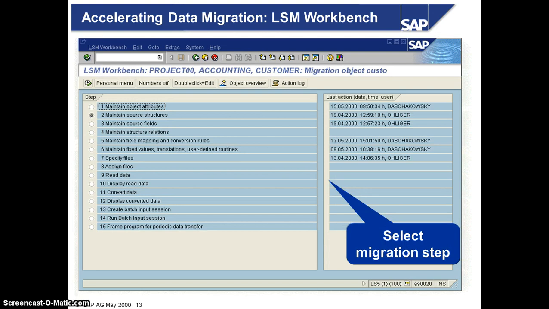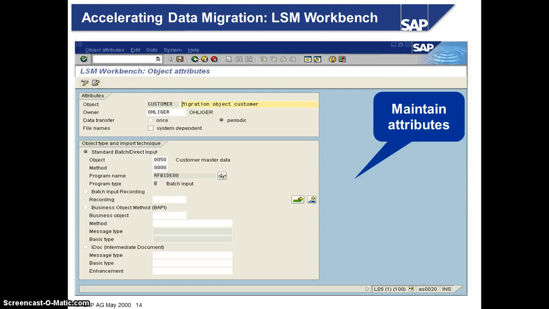And in this we have 14 steps that we need to follow one after the other. These 14 steps together form the entire process, and they should preferably be remembered by you. Maintain object attributes, source structure, source fields, structure relations, field mapping and conversion rules, maintain fixed values in translations, specify files, assign files, read data, display read data, convert data, display converted data, create batch input session and run batch input session. All these steps have to be done by us.